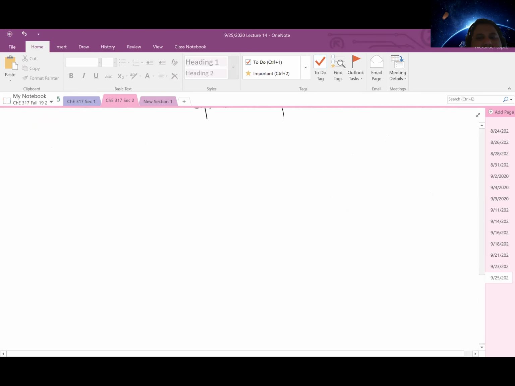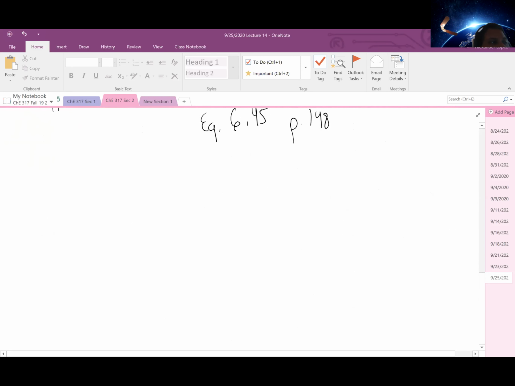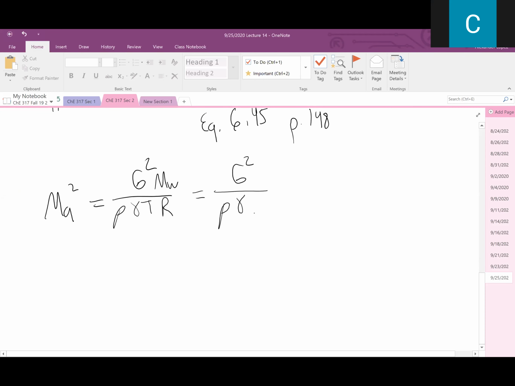So given an initial problem, one of the things that we'll look at is, based on a flow, we can identify the mass flux or the Mach number based on problem givens. So for adiabatic frictional flow, we can calculate the Mach number as a function of the mass flux by the expression here, which is G squared times MW divided by rho gamma TR, which also equals G squared divided by rho gamma pressure.